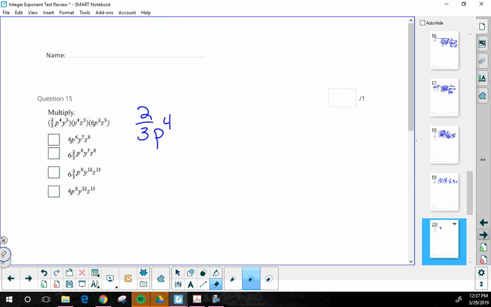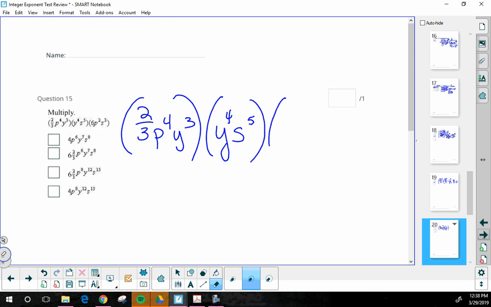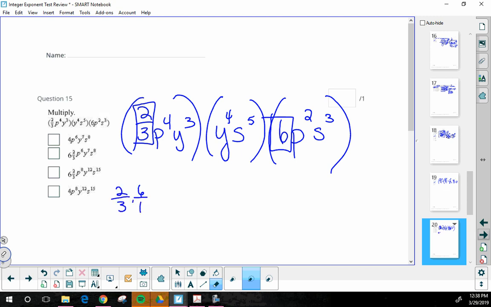And finally, question 15. 2/3 p to the 4th, y to the 3rd, and then y to the 4th, s to the 5th, then 6, d to the 2nd, s to the 3rd. Okay, so the first thing I'm going to do is I'm just going to multiply this by this. 2/3 times 6 over 1 is going to be 12 over 3, which is 4. That's where I got the 4.